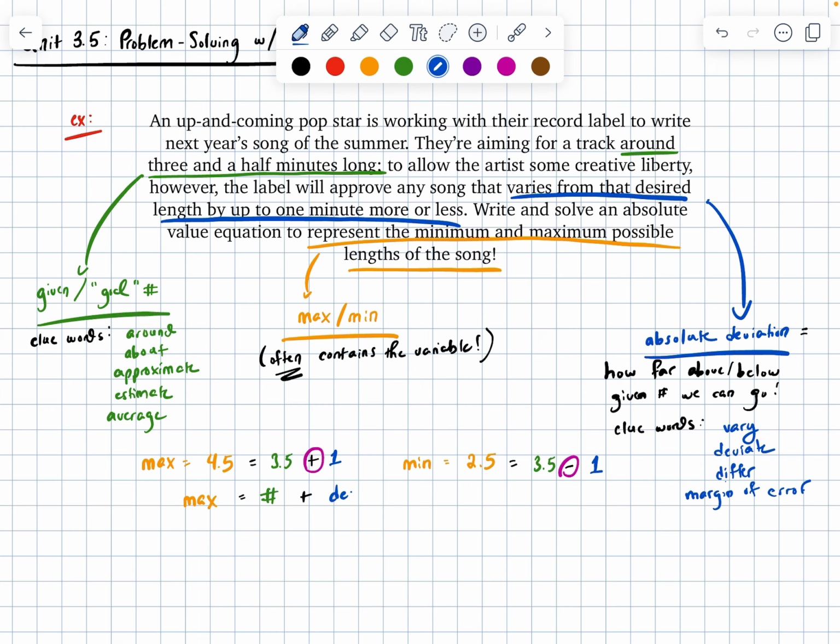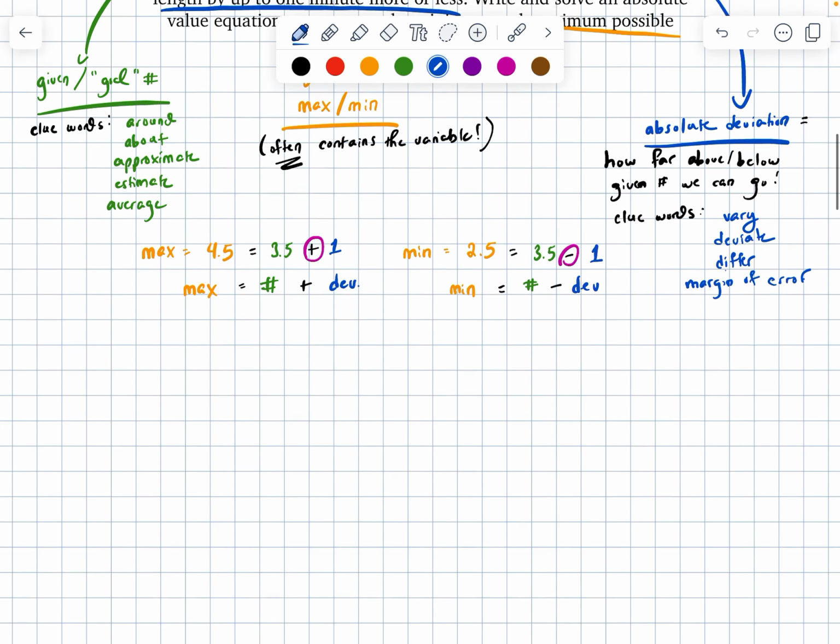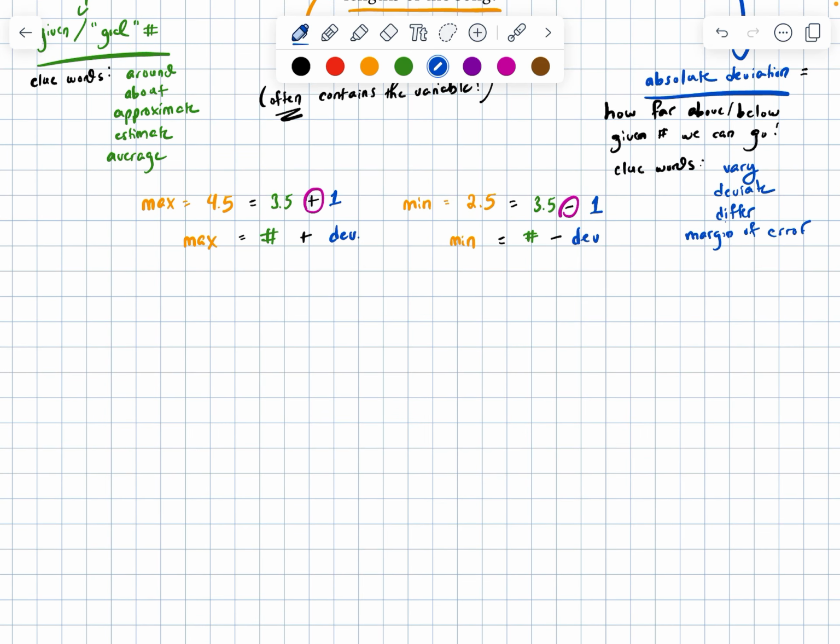And then I added the absolute deviation, which I'm going to abbreviate here as just DEV for deviation. And in the other case, I found my minimum by taking my given number of 3.5 and instead subtracting my absolute deviation of 1. And as I've articulated, I want to reverse engineer the equation that produced this. So I want to try to get deviation by itself on one side because that would be my positive or negative that I split the absolute value into.